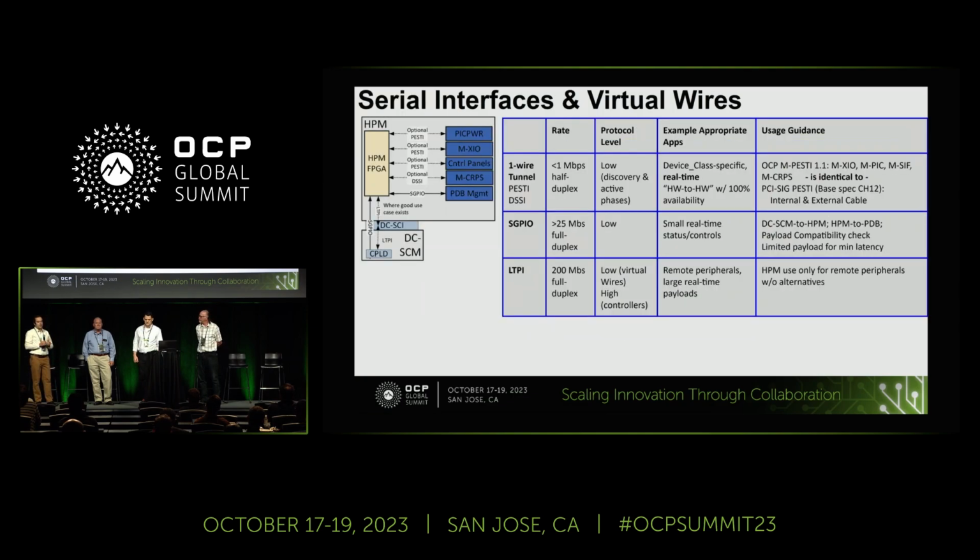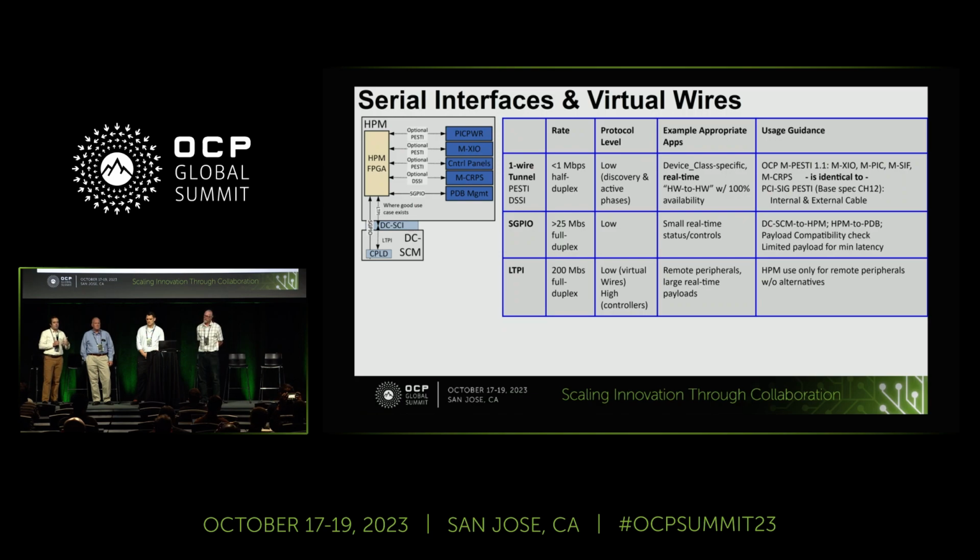So a little bit higher up at the protocol level, but still real time and low protocol level, we have these one-wire tunnel interfaces, which are half duplex, low bandwidth, and really well supported on the XIO, PXIF, and CRPS. It is identical to the PCI PESTI that is also in the Chapter 12 base specification. CRPS is not supporting exactly PESTI, just a derivative version of it, really similar, called the SSI. If anyone is interested, we have a demo running right now at the Experience Build Center, so you can take a look at that.